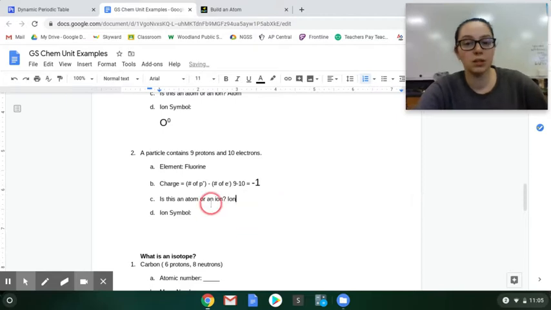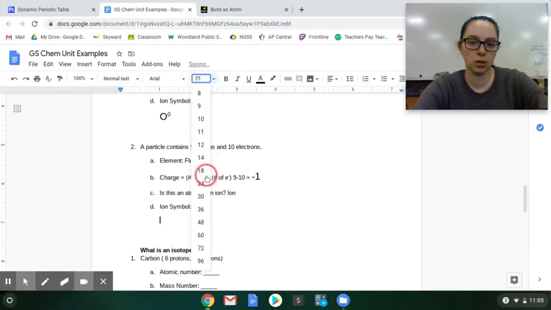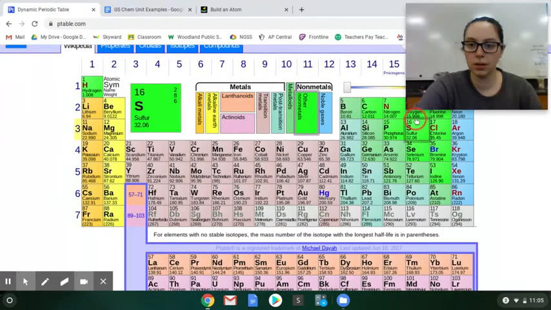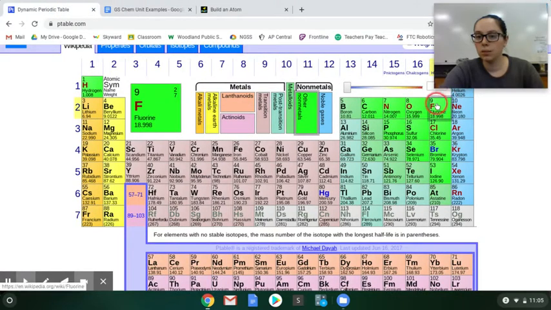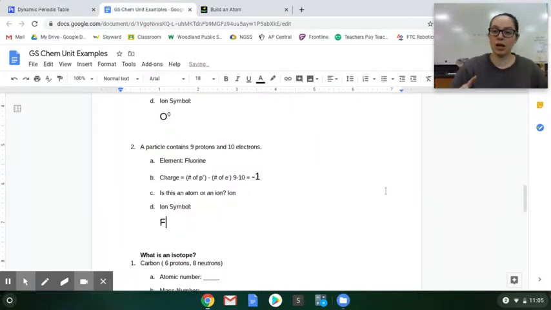Now, in order to do the symbol, I need to figure out what my element symbol is. Let me make this a little bit bigger so you can see. My element symbol is an F. Then I'm going to put this -1 in the upper right-hand corner of my symbol. I'm going to hit Control, then period, and then do a -1. There's my ion symbol. Done. So again, we're having to identify what type of element something is from the number of protons or from your atomic number.